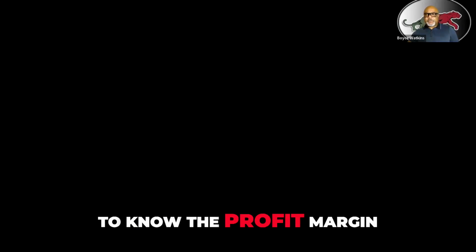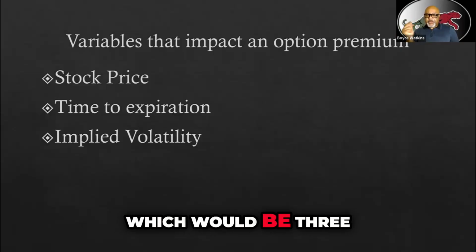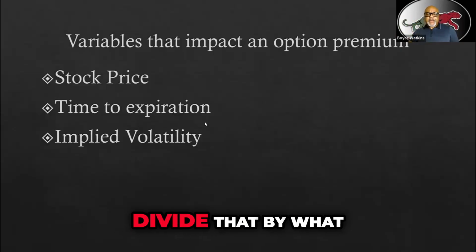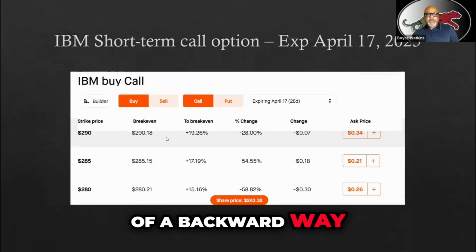So if you want to know the profit margin, you would take what you sold it for, subtract what you bought it for, which would be 3, and then you would divide that by what you bought it for. So it's a massive ROI. It's just calculated in a kind of backward way, right?